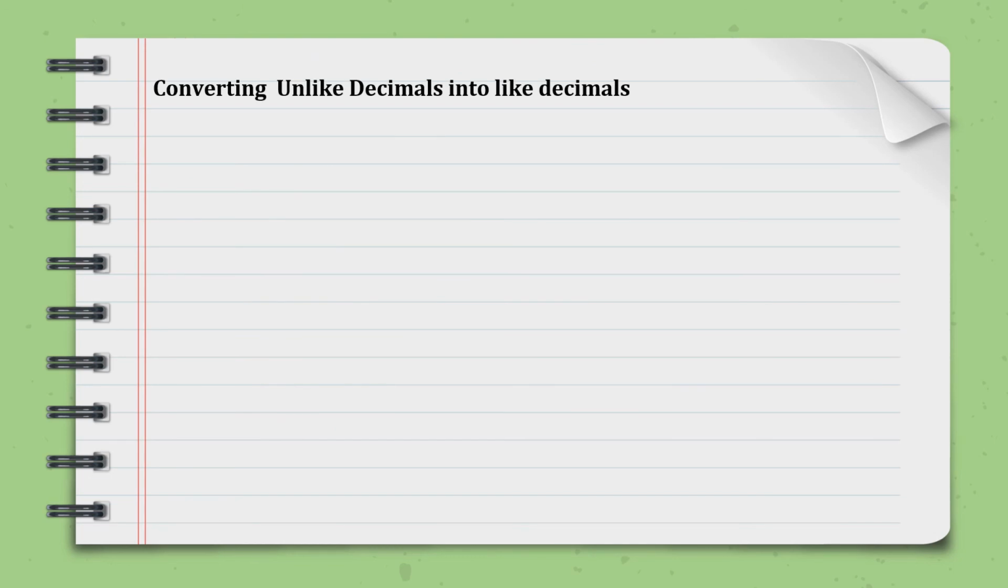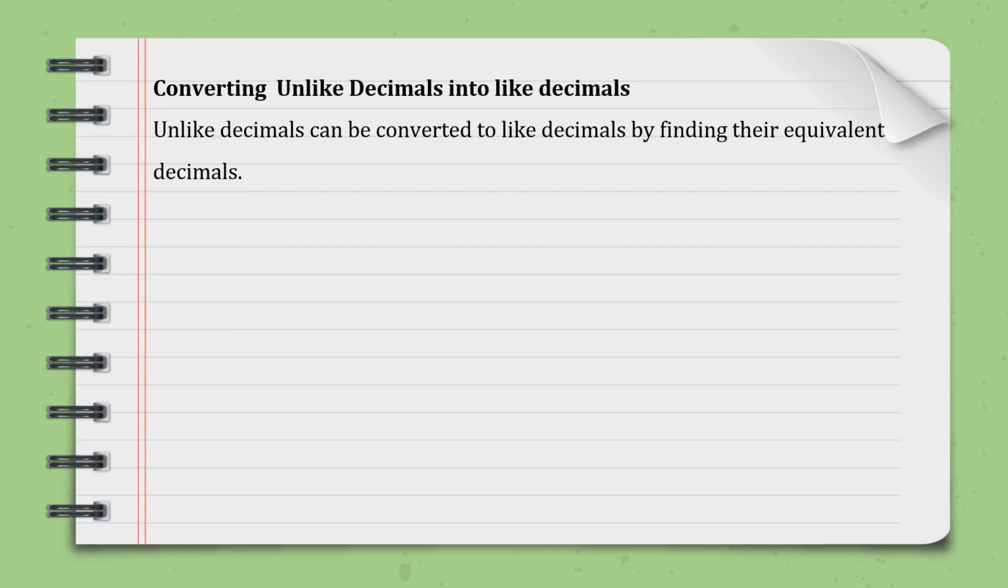Understood? Now converting unlike decimal into like decimal. Unlike decimal can be converted to like decimal by finding their equivalent decimal. What do you understand by these statements? Let's see. This is unlike decimal. This is 3.2, then 7 and 4.001.